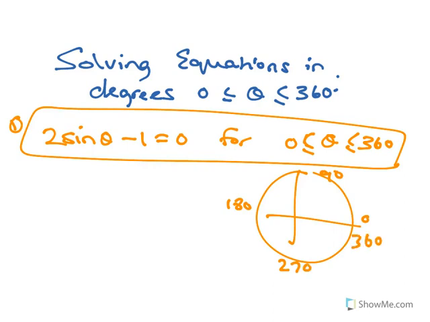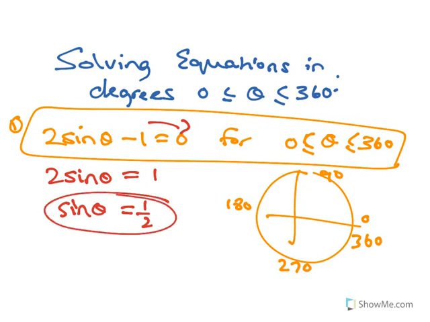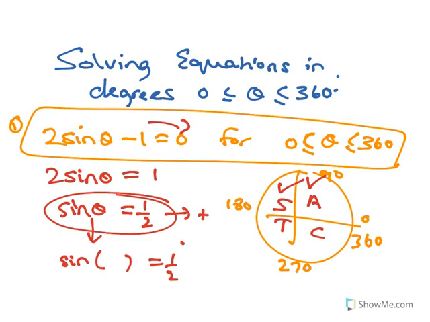So let's just rearrange this: 2 sine theta equals 1, so sine theta equals 1/2, because we just bring the 1 over, that's plus 1, divided by 2. What values of theta could I put in there? When you take the sine away, you're going to get 1/2. Now, 1/2 is positive, so that means, from All Stations To Central, that we're going to be in quadrant 1 and 2.